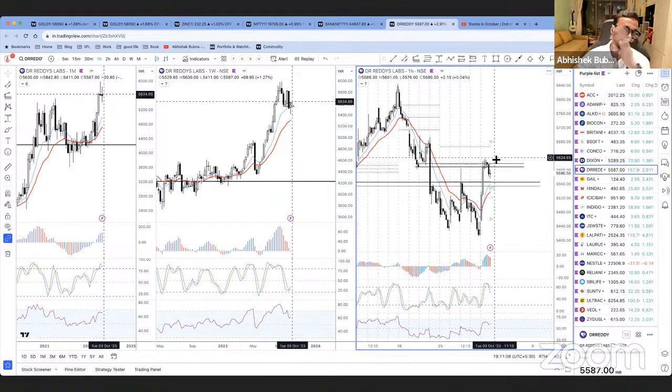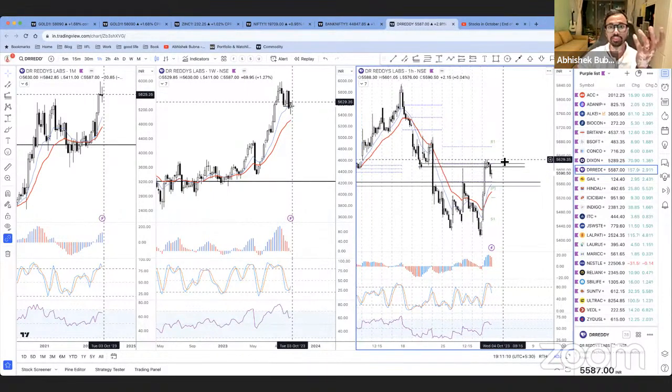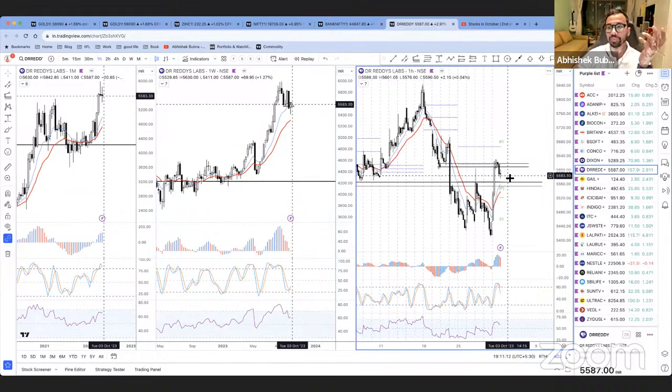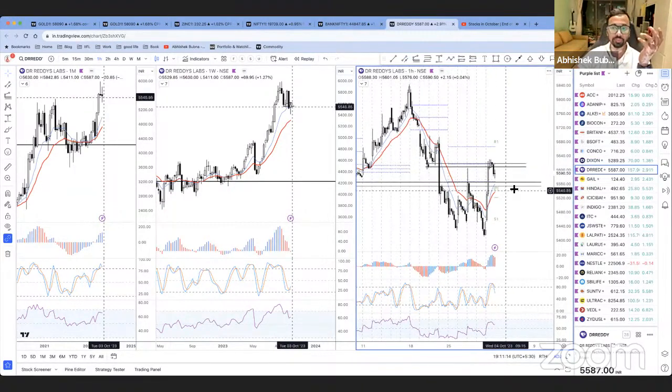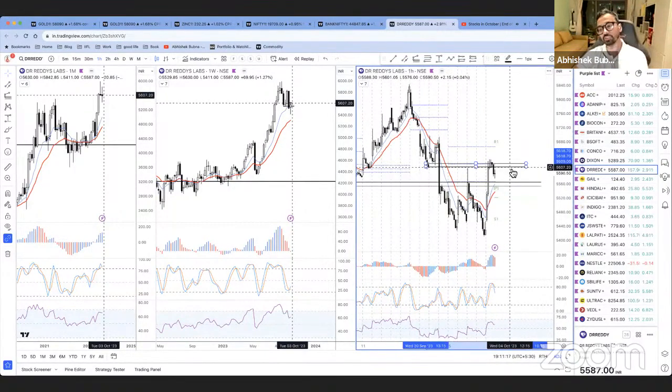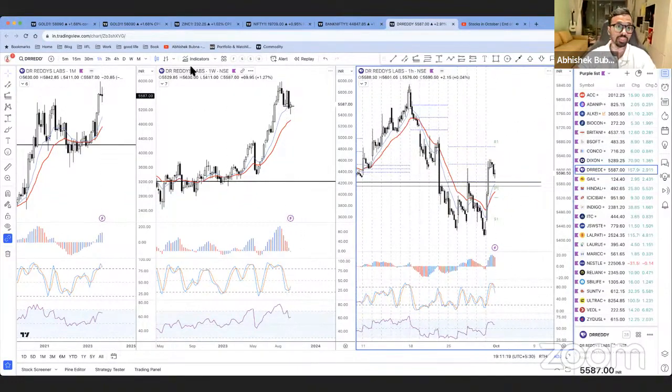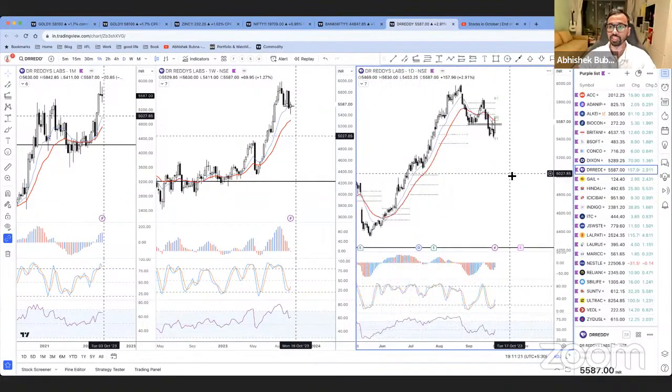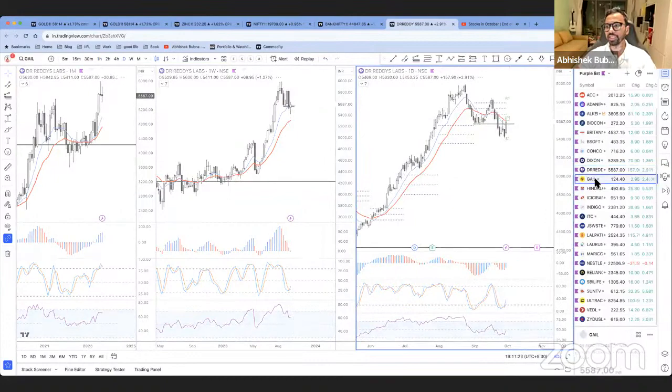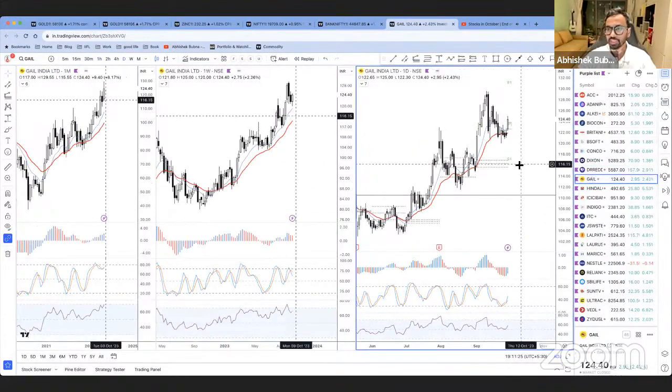So if it opens gap up, beautiful, Dr. Reddy is ready to be traded. If it comes back here and then goes back up from near CPR, I think one should take the risk as well, because on the daily there is a bullish divergence at the weekly EMA. I think this is a very good setup in Dr. Reddy.